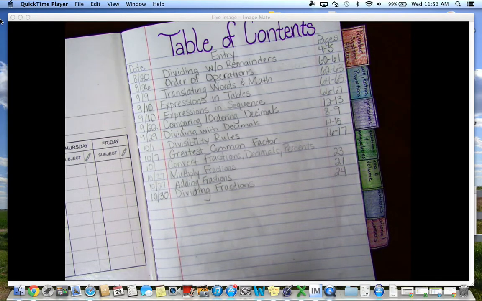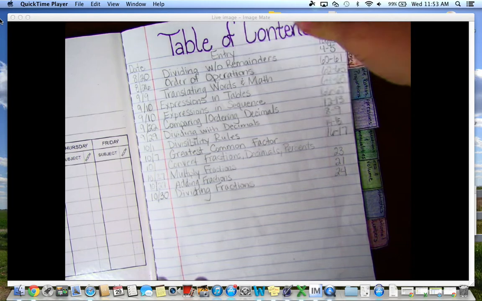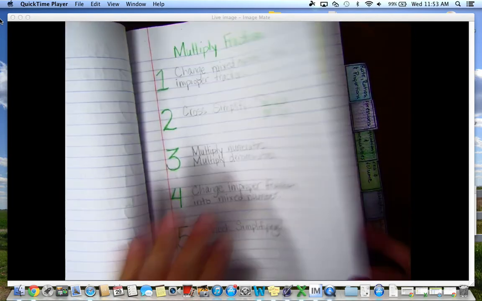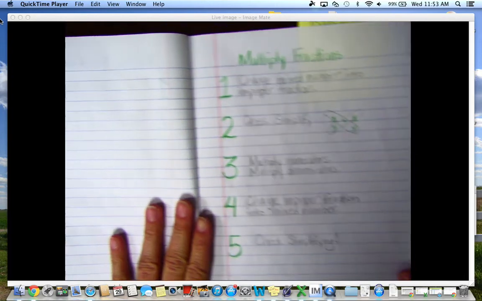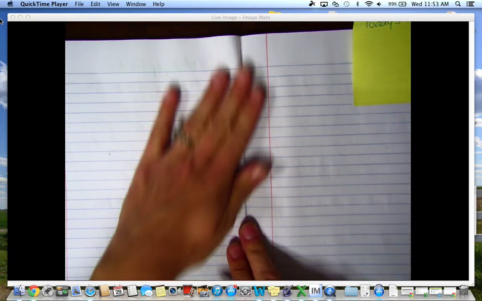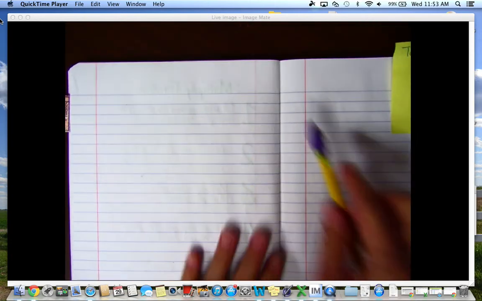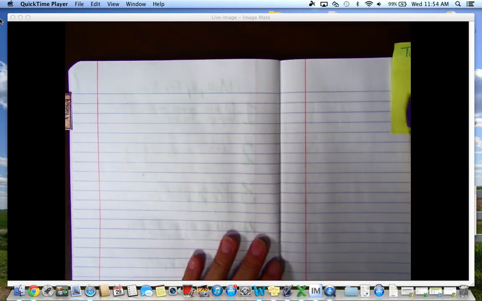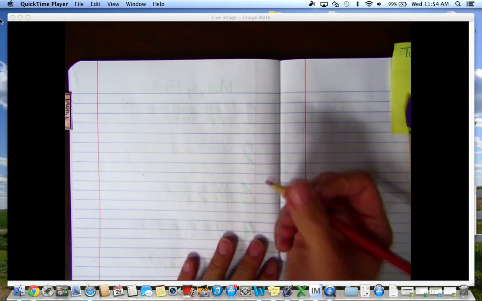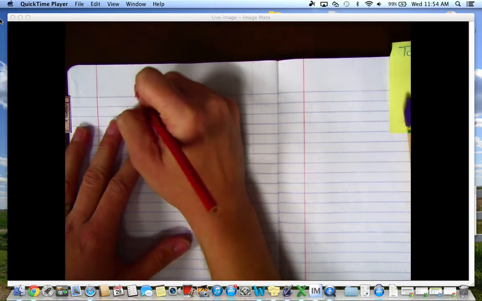When you have that, you can flip to page 24. It's on the back side of my multiply fractions. I'm going to use the left side. I'm going to change it up a little bit. So I'm on the back side of multiply fractions. You're going to need a colored pencil. Today I'm choosing to use red. And my title is Dividing Fractions.